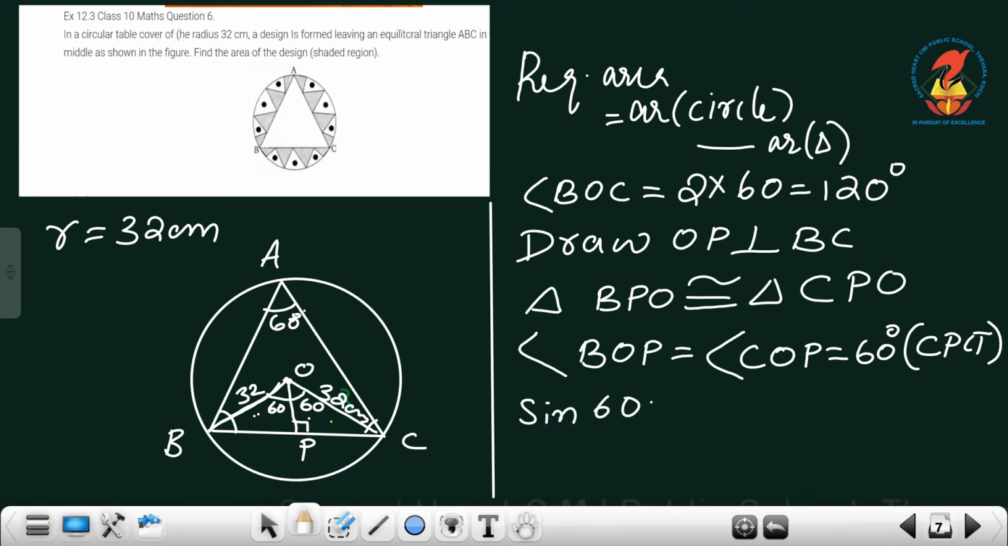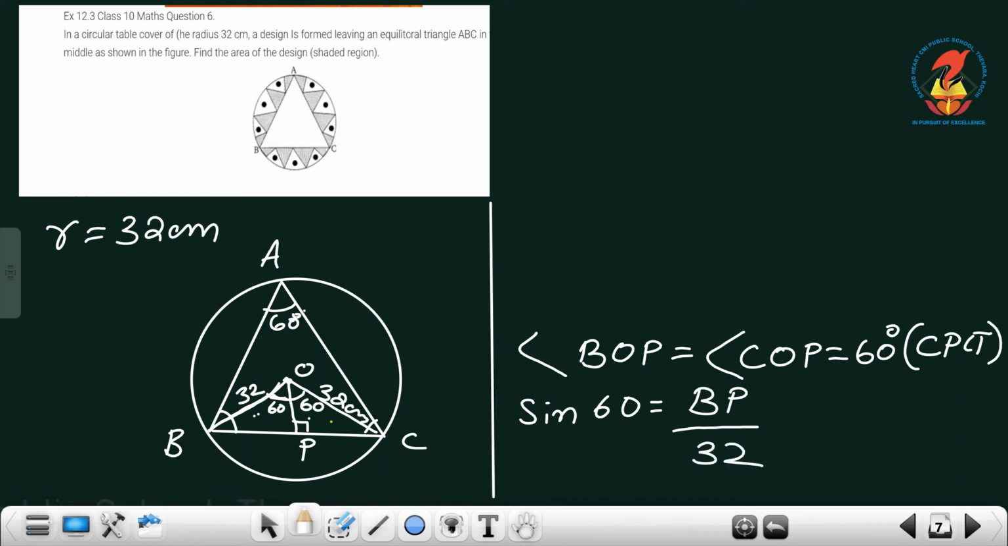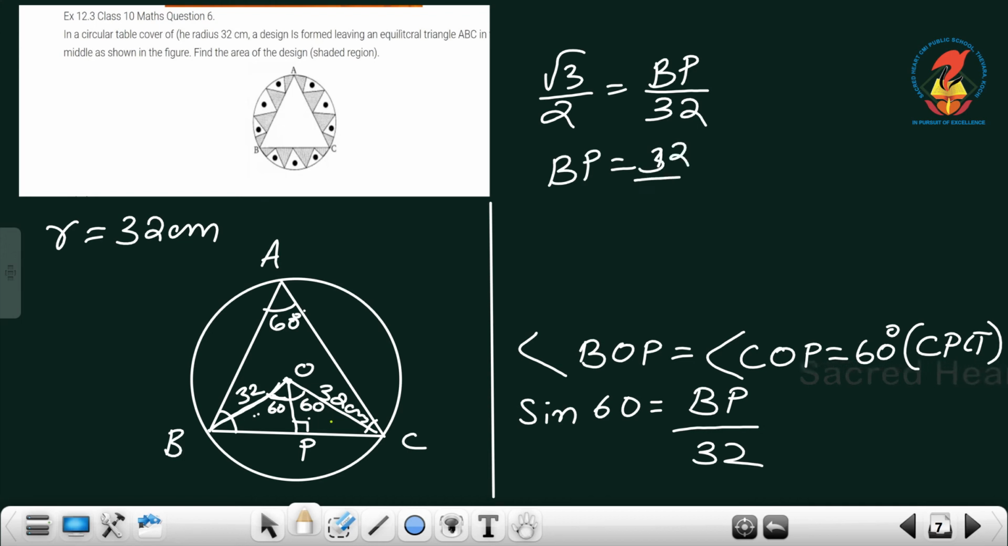Sin 60 is equal to opposite by hypotenuse. Which is the opposite side of 60? BP. BP divided by 32. So, sin 60 is equal to BP by 32. So, root 3 by 2 is equal to BP divided by 32. So, BP is equal to 32 divided by 2 into root 3. That means 16 root 3.